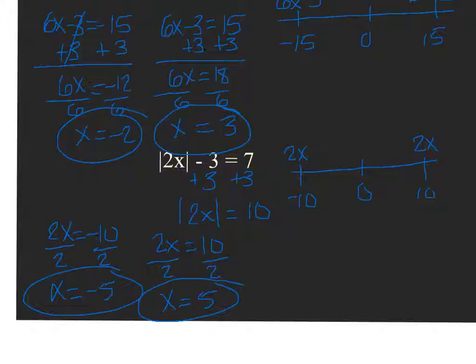2 times negative 5 is negative 10. The absolute value of negative 10 is 10. 10 minus 3 is 7. And then we try that out with the 5. 5 times 2 is 10. Absolute value of 10 is 10. 10 minus 3 is 7. So that works.